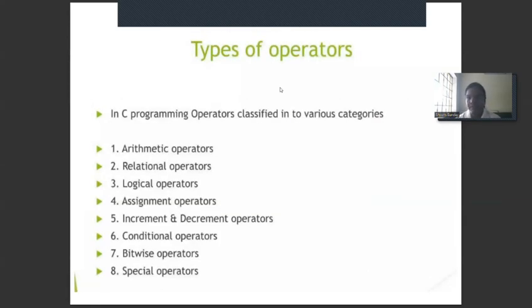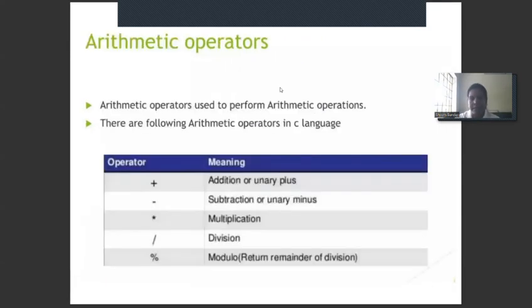And then types of operators. We have various categories of operators: arithmetic operators, relational operators, logical operators, assignment operators, increment and decrement operators, conditional operators, bitwise operators, and then special operators. These are the 8 kinds of operators in C programming.